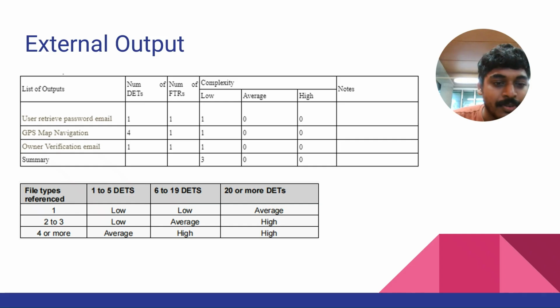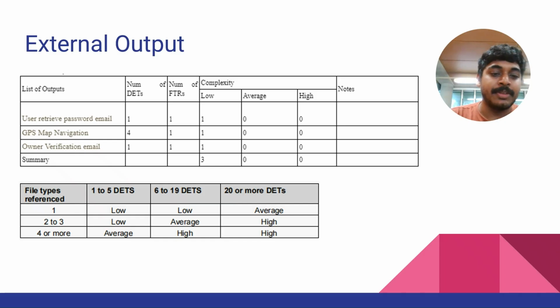So for some of the ones that we identified was the retrieve password email, GPS map information, navigation, and owner verification email. So when the user wants to retrieve their email, only one file is being referenced, the user's file, and only their password, the independent field, which is password, is being accessed.